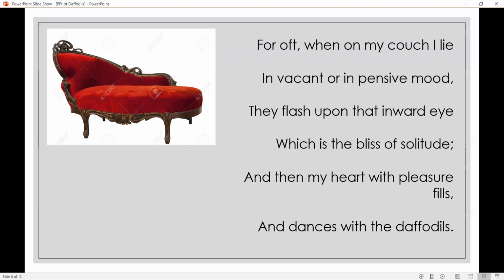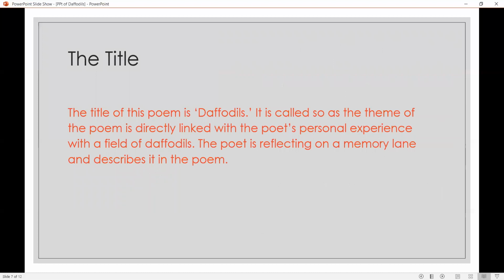Now let's move on to the next part of the poem. The title, how aptly the title is given. The title of this poem is Daffodils. It is called so as the theme of the poem is directly linked with the poet's personal experience with the field of daffodils. The poet is reflecting on a memory lane and describes it in the poem. So it is his nostalgic experience with the daffodils. So I guess Daffodils is the right choice for the title. It is aptly used, right?